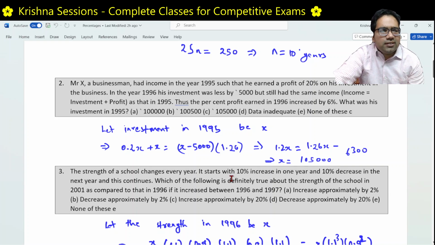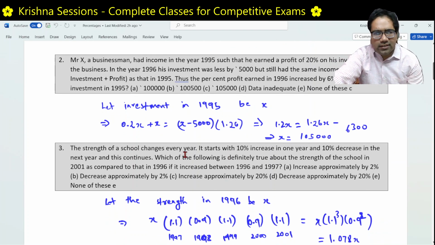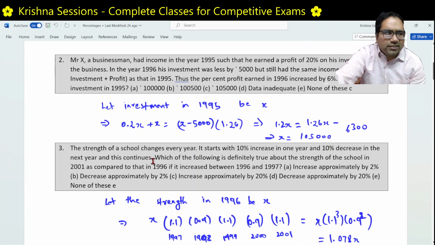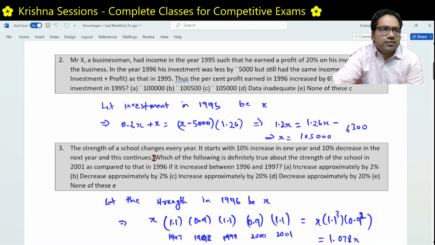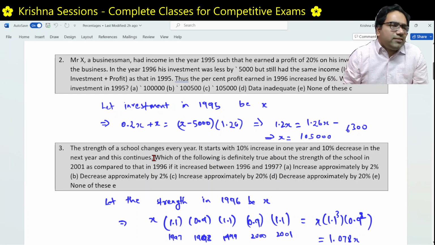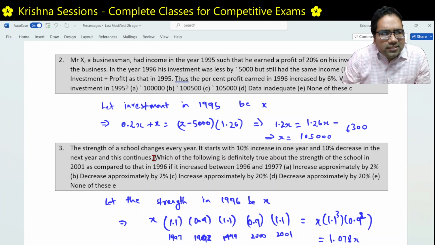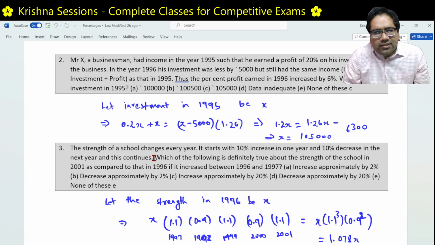Cool. Next one. The strength of a school changes every year. It starts with a 10% increase in 1 year and a 10% decrease in the next year, and this continues. One year the strength is increasing, another year it is decreasing. Which of the following is definitely true about the strength of the school in 2001 as compared to that of 1976? When the school started, we don't know. One year it is increasing, one year it is decreasing. If last year it increased, this year it will decrease. If this year it increased, next year it will decrease.